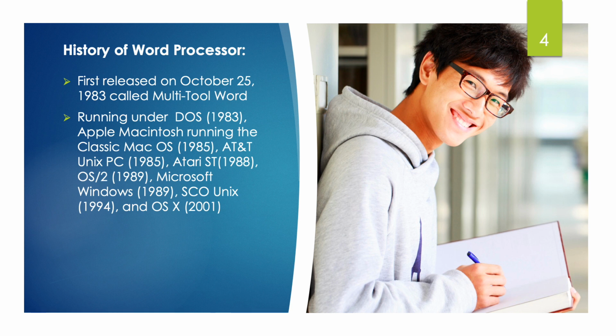History of word processor. It was first released on October 25th, 1983, and it was called Multi-Tool Word. It ran under DOS in 1983, and then Apple Macintosh running the classic Mac OS, AT&T Unix PC, Atari ST, OS/2, Microsoft Windows, and so on. So word processor has evolved quite a lot from when it first started in 1983.